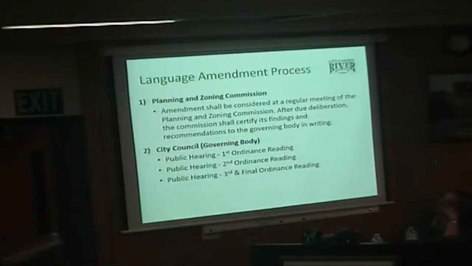The process for this would be a language amendment if they wanted to move forward, and the applicant would complete that along with a fee, and it would have to go through a public hearing in front of the Planning and Zoning Commission, and then have 3 ordinance readings in front of the City Council. So it's a little bit of a lengthy process, but I think discussion is what we're here for today.